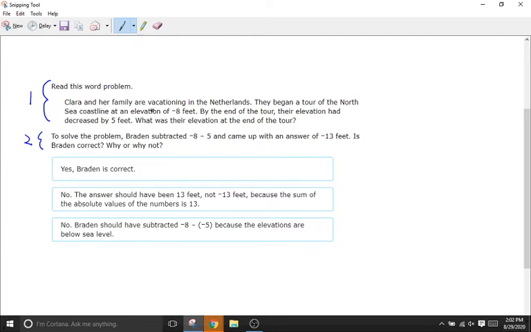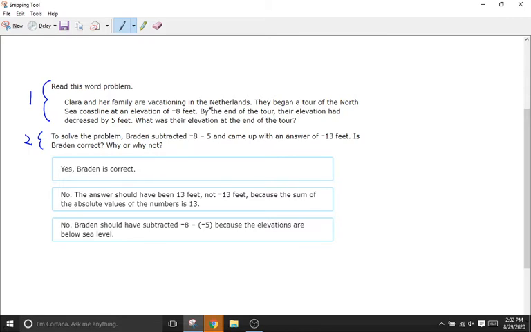Clara and her family are vacationing in the Netherlands. They began a tour of the North Sea coastline at an elevation of -8 feet. By the end of the tour, their elevation had decreased by 5 feet. What was their elevation at the end of the tour?